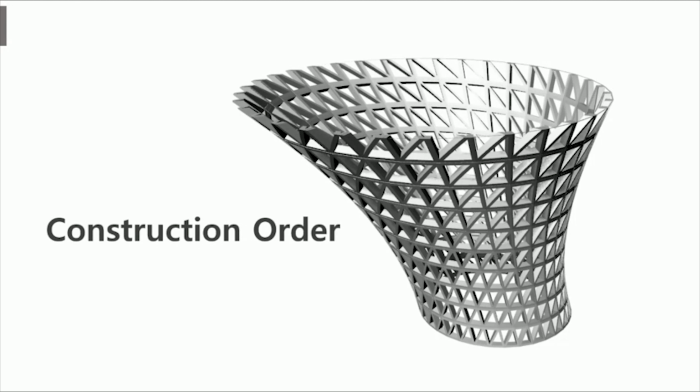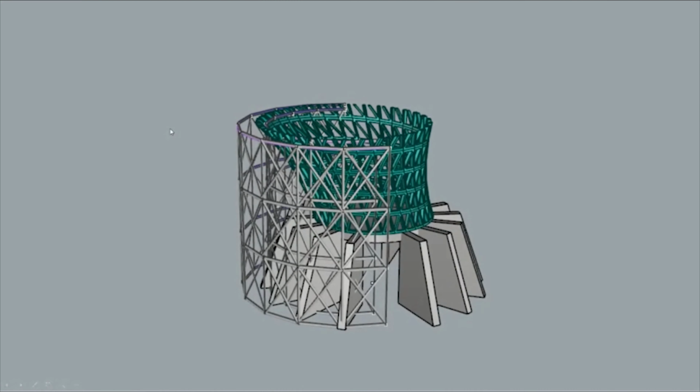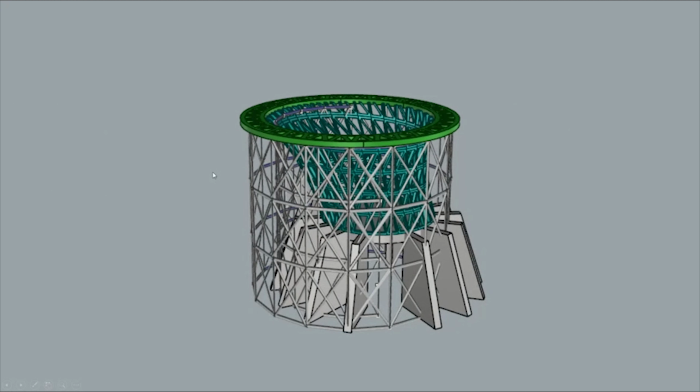And I will explain the order of construction of the double cone structure. After the RC wall construction of the lower part is completed, the double cone is constructed sequentially. Install the system scaffolding and place the lower ring on it to connect it to the lower part of the double cone.